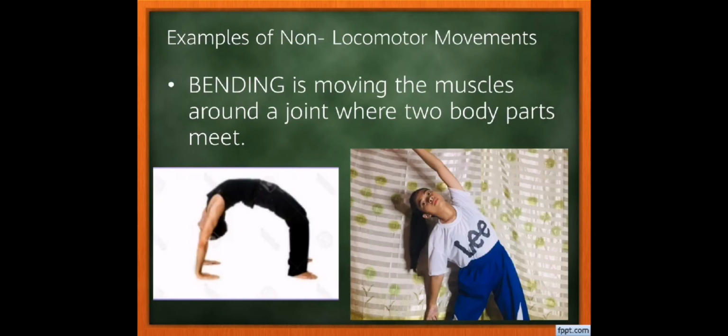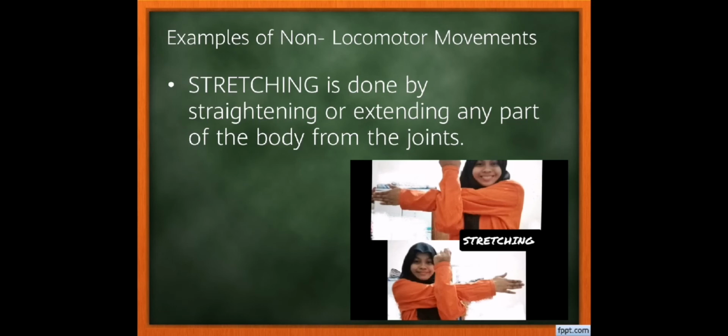Here are the examples for the non-locomotor movements. First is bending. Bending is moving the muscles around a joint where two body parts meet. The pictures were done by Miss Emily Cañarejo. Next is stretching. It's done by straightening or extending any part of the body from the joints. The picture was done by Miss Daian.